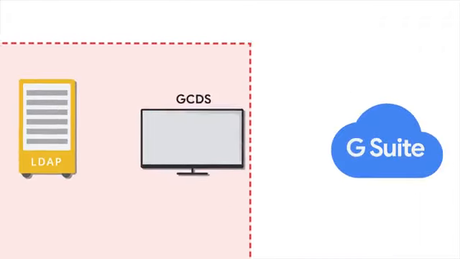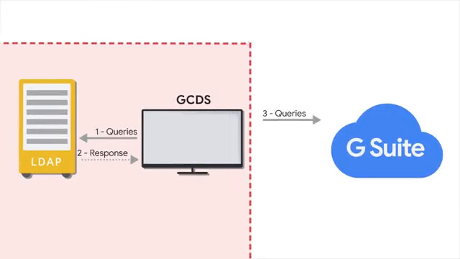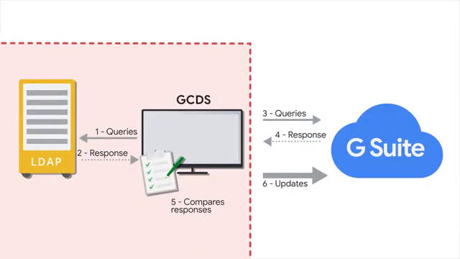Maintaining a local LDAP directory, such as Active Directory, and a Google Cloud directory separately is not recommended because it's highly inefficient and error-prone. This is especially true for larger organizations where directory changes are made on a daily basis. Google Cloud Directory Sync, or GCDS, solves these problems by automatically creating and synchronizing data, such as user accounts, that are stored in your LDAP directory to Google Cloud.